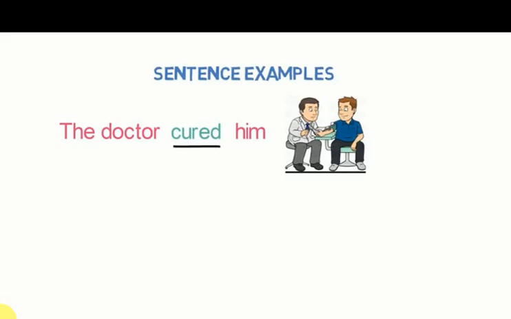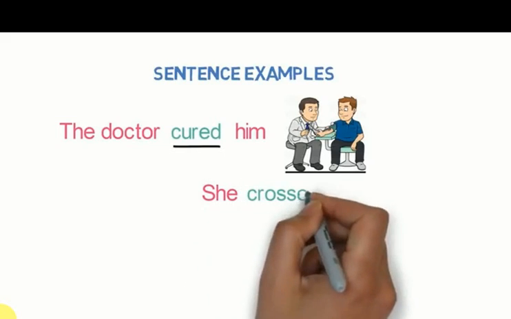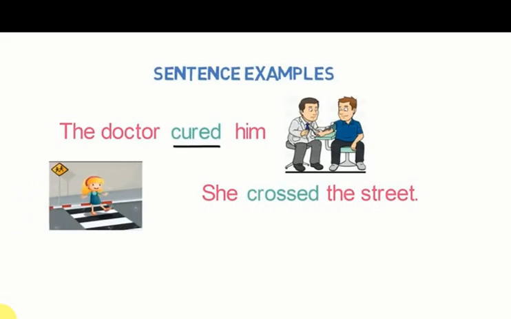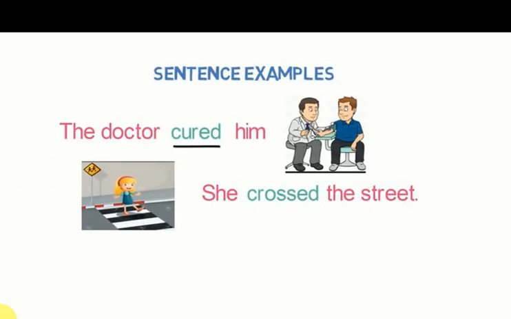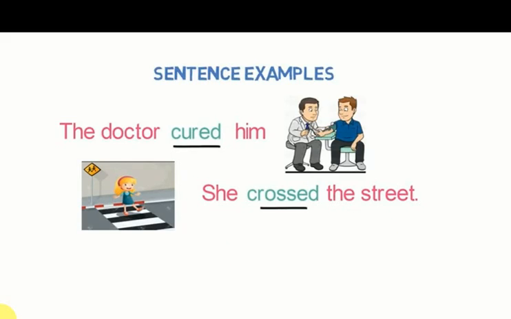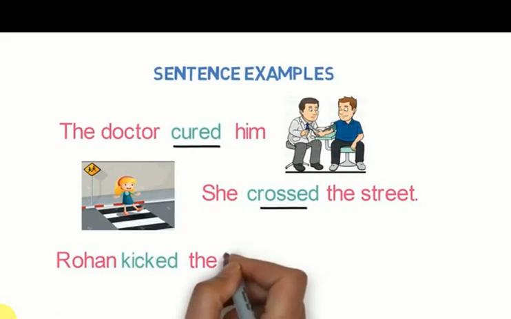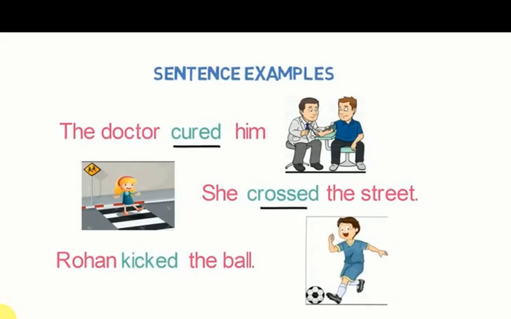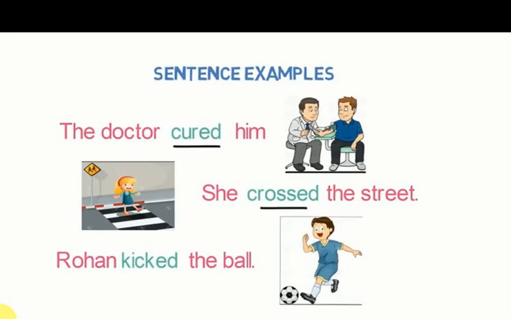And second sentence, she crossed the street. So here, she crossed the street. We have given the importance to the subject she. So this is also in active voice. And third sentence, Rohan kicked the ball. Who kicked the ball? Rohan. So here the importance is given to the subject, that is Rohan. So Rohan kicked the ball. Here the subject is doing the action, so it is in active voice.